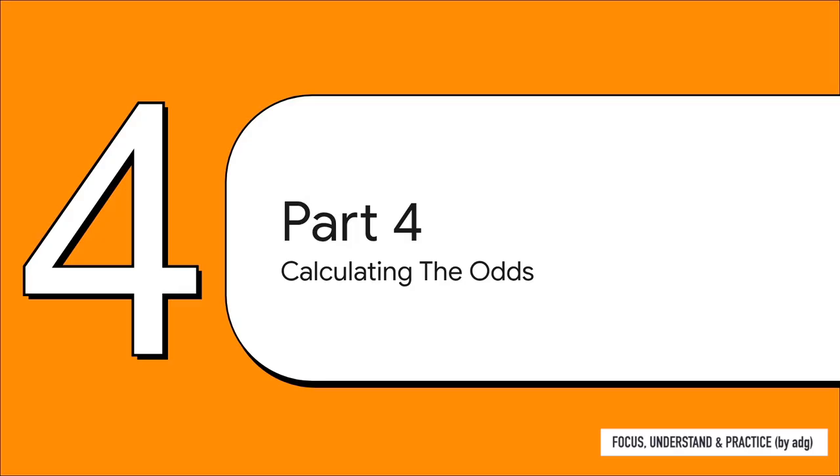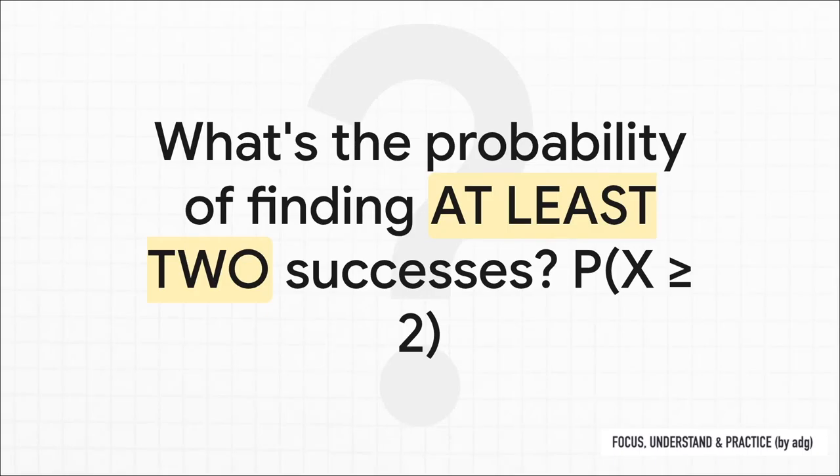So now that we've totally decoded the formula, let's move into part 4 and talk about actually calculating the odds, especially when the questions get a little bit trickier. What if the question wasn't exactly 2, but at least 2? Well, that means we need the probability of finding 2 or 3 or 4, all the way up to 10. That sounds like a lot of work.